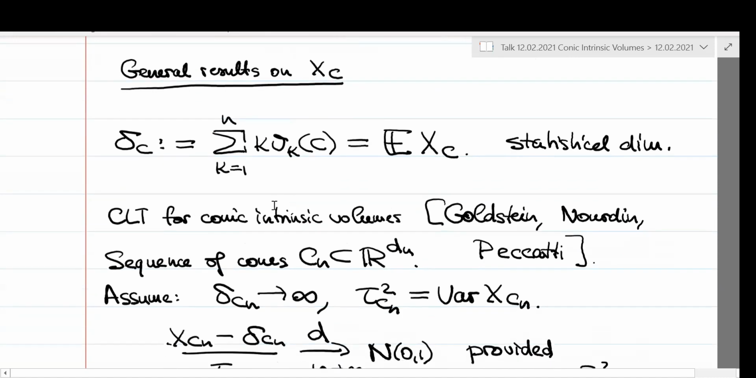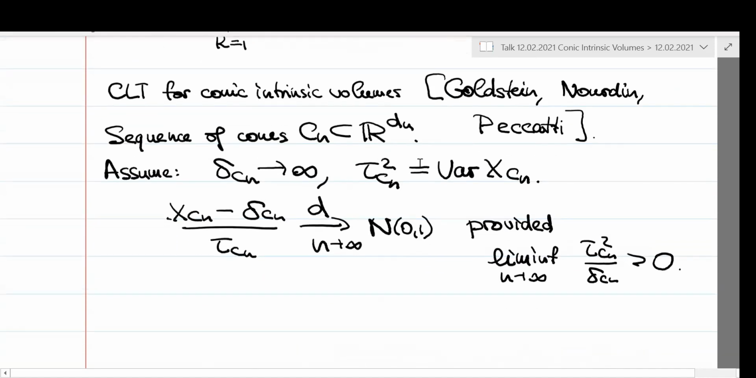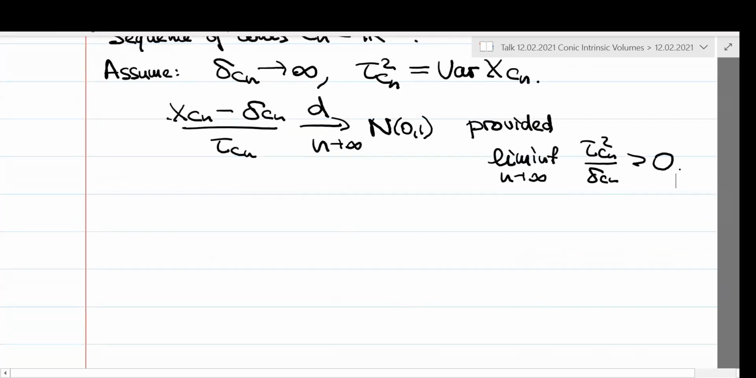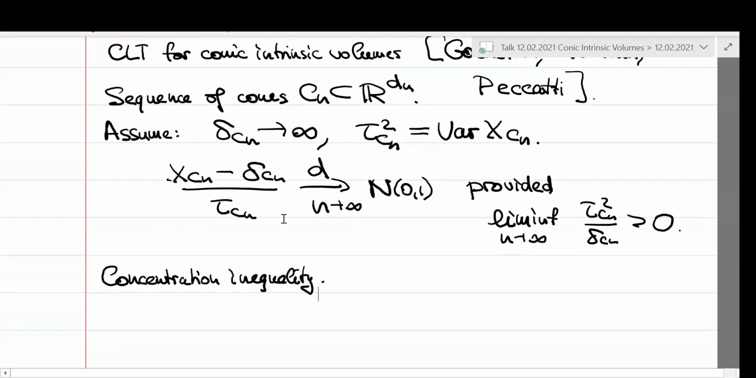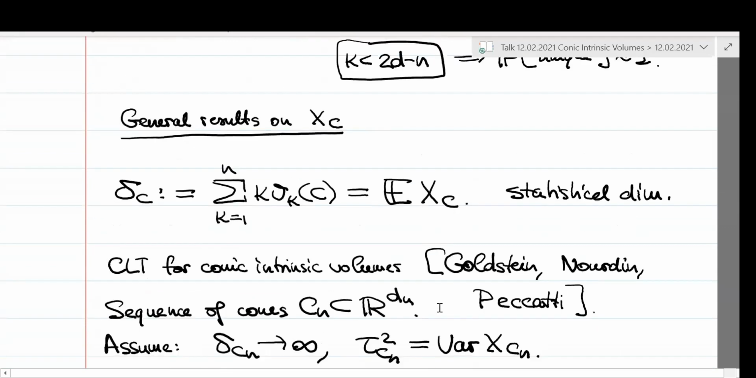Another result due to Amelunxen, Lotz, McCoy, and Tropp is a concentration inequality for this random variable around the mean, which is also available. Now maybe it's time to stop at this point.